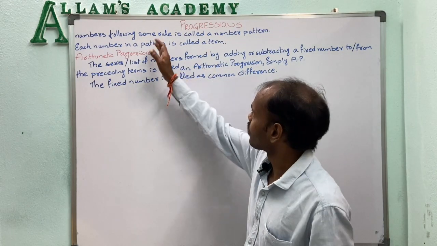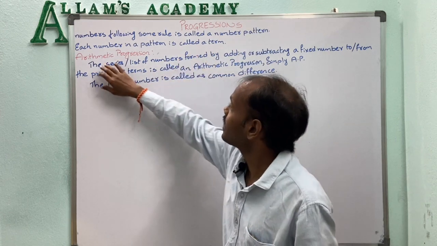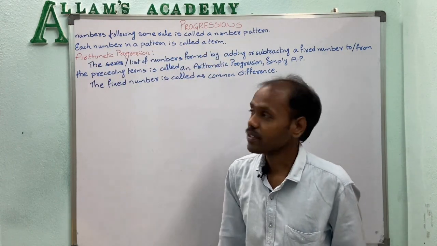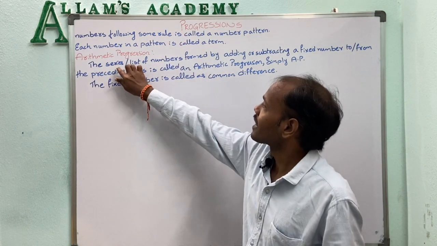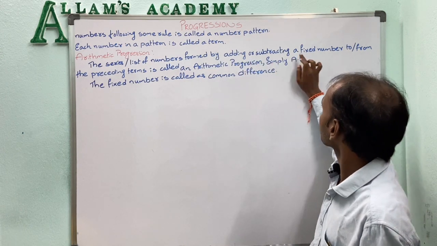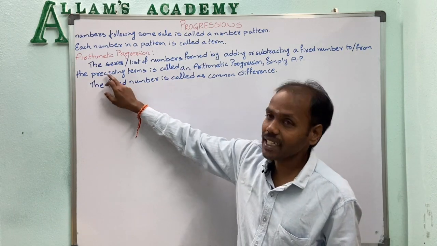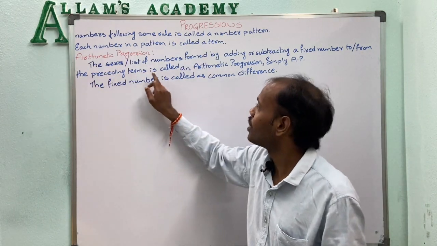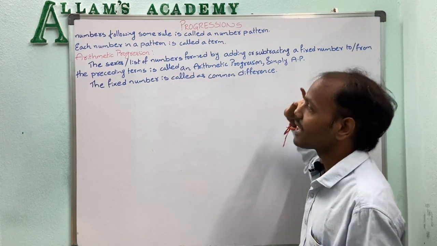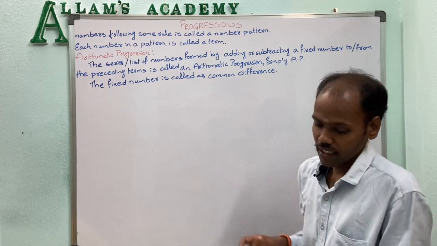Before, we said that numbers following some rule are called a number pattern, and each number in a pattern is called a term. Now, an arithmetic progression is a list of numbers formed by adding or subtracting a fixed number to or from the preceding term. Preceding means the term before. Simply we write it as AP, and the fixed number is called the common difference.